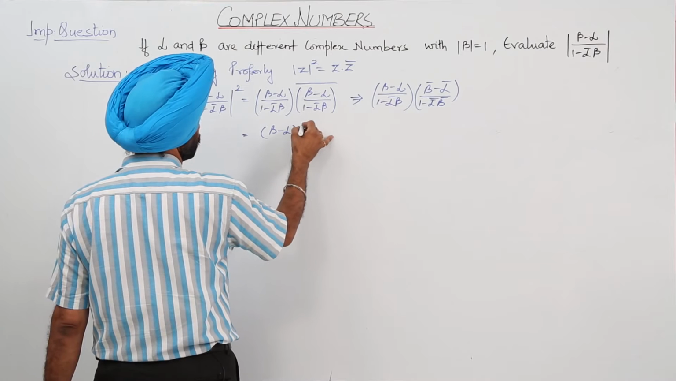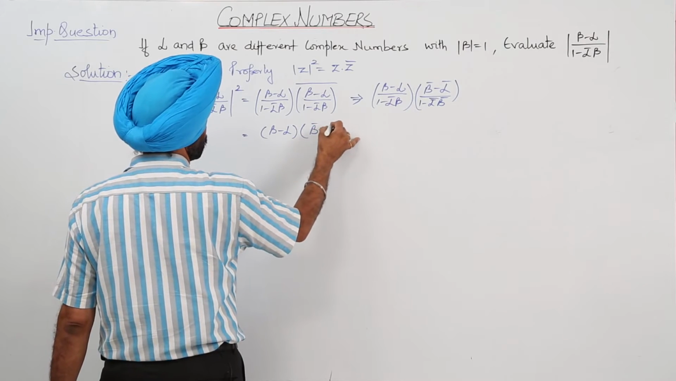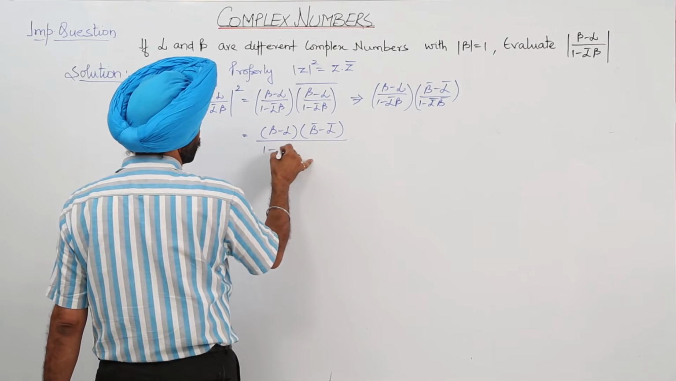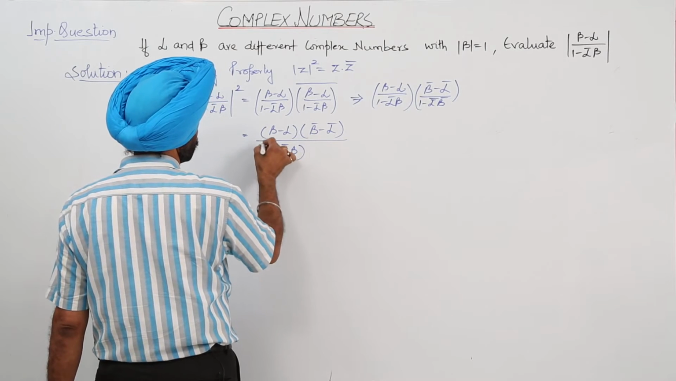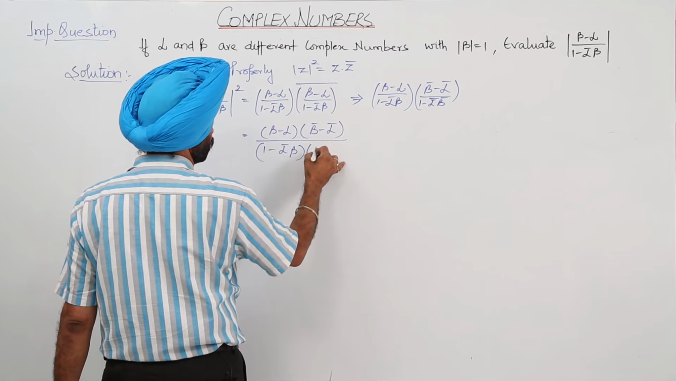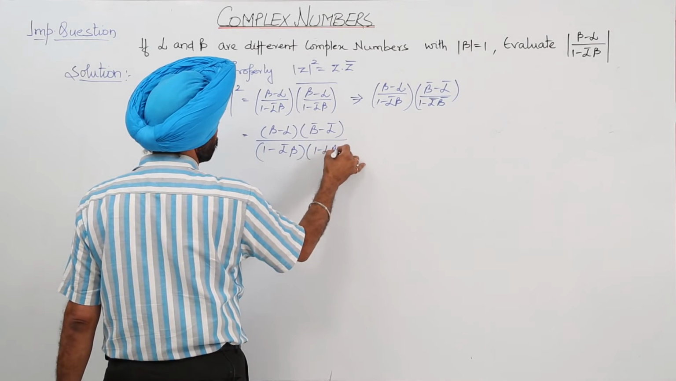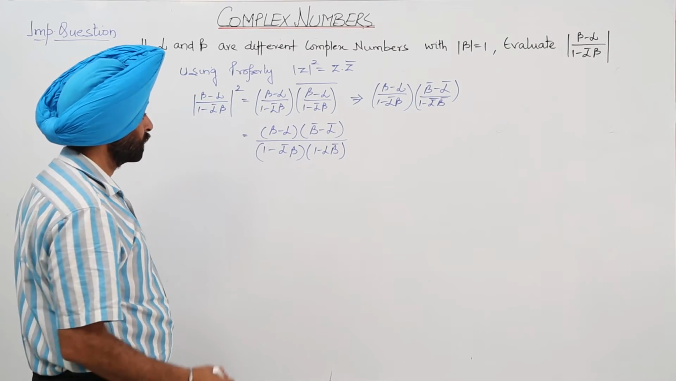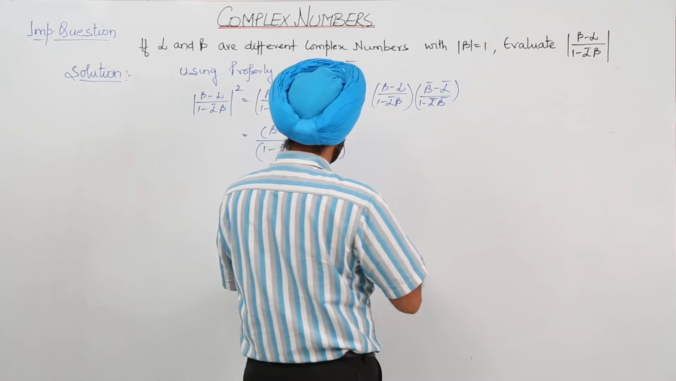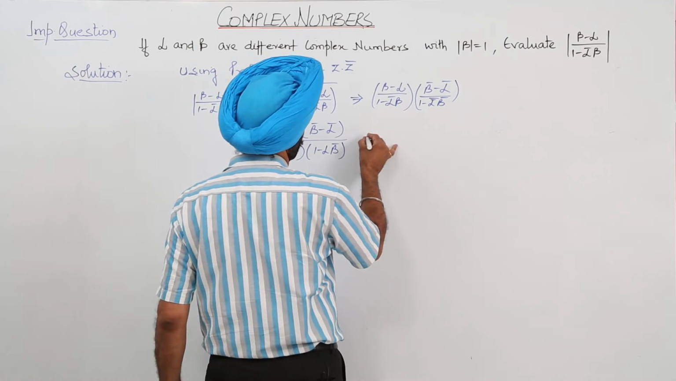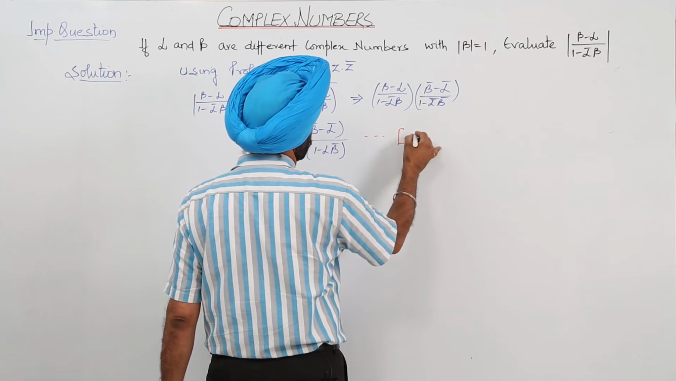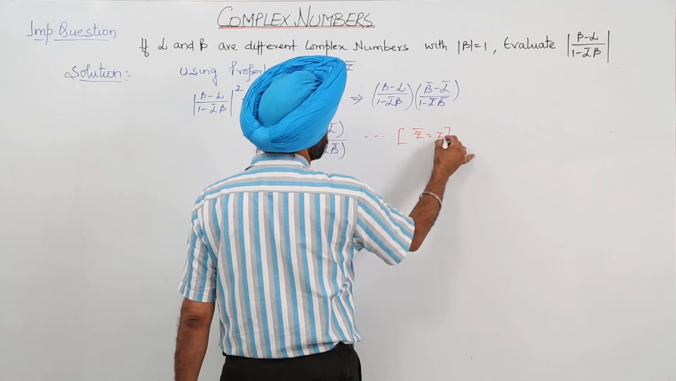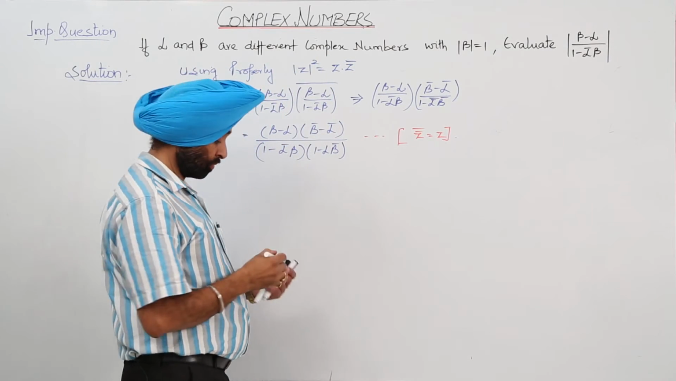beta minus alpha upon (1 minus conjugate of alpha beta) and (1 minus alpha beta conjugate). Is it clear? So, what we are using here is the conjugate of z, and its conjugate again is equal to z.